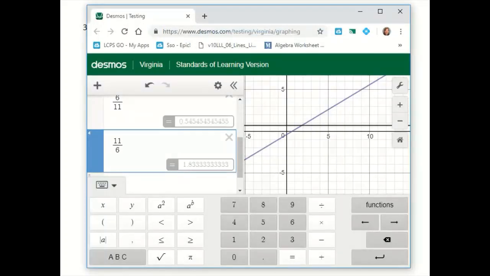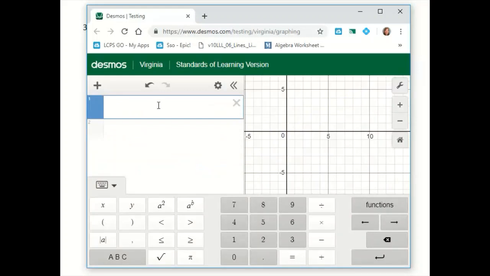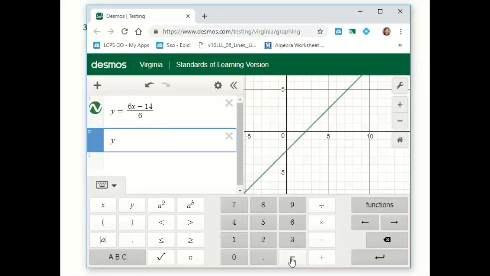We're going to come to our Desmos, get rid of what we had, clear it all out, start fresh, and we're going to type in the left side, y equals, 6x minus 14. Again, we can highlight it. I want to highlight all of it, divided by 6. And then my other side, y equals 2x plus 5, all divided by 3.